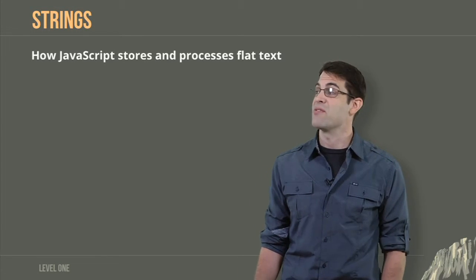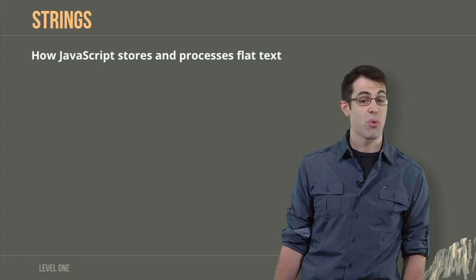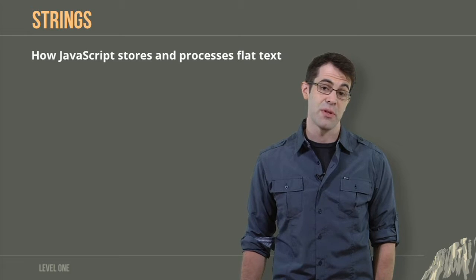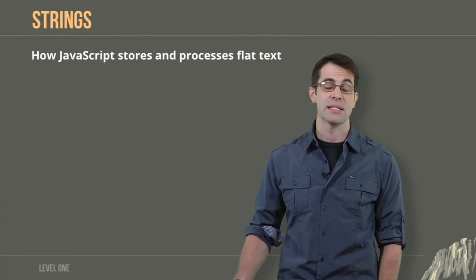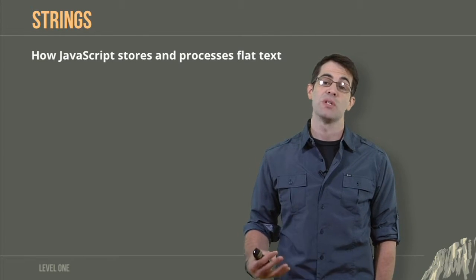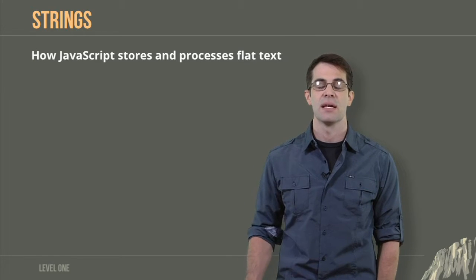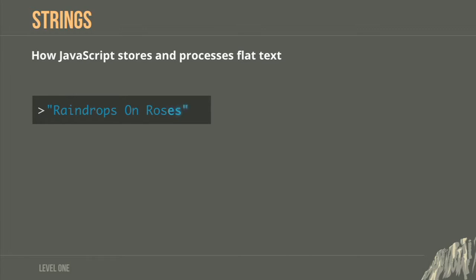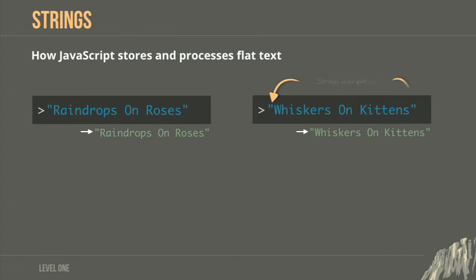Next we have strings. Strings are JavaScript's way of handling, storing, and processing flat text. In order to signal to JavaScript that we want to process some flat text, we need to use a pair of quotation marks surrounding some text as we enter the string into the console. Here you can see two different strings, "raindrops on roses" and "whiskers on kittens." When we surround the text with quotation marks, JavaScript recognizes it as a string and then returns the string right back to us.